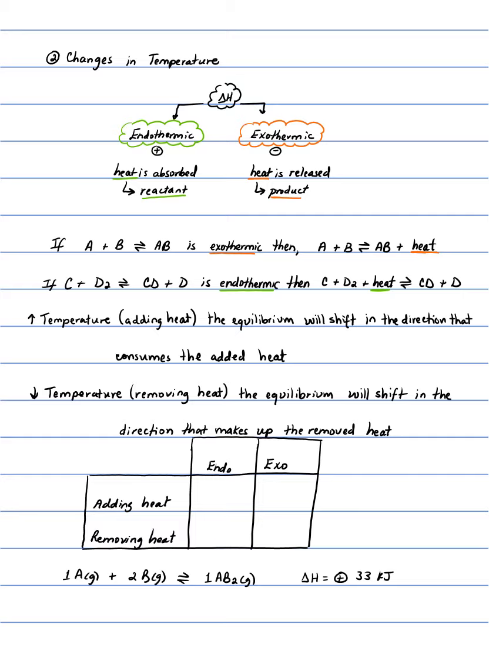So you can see that's why I have what I have right here. For exothermic reactions, the first one, the amount of heat is a product. For endothermic reactions, the amount of heat is a reactant. Exothermic reactions are giving off heat. Endothermic reactions are actually using heat. Now, when we're looking at changes in temperature, what I mean is increasing or decreasing temperature. Those are the two changes.